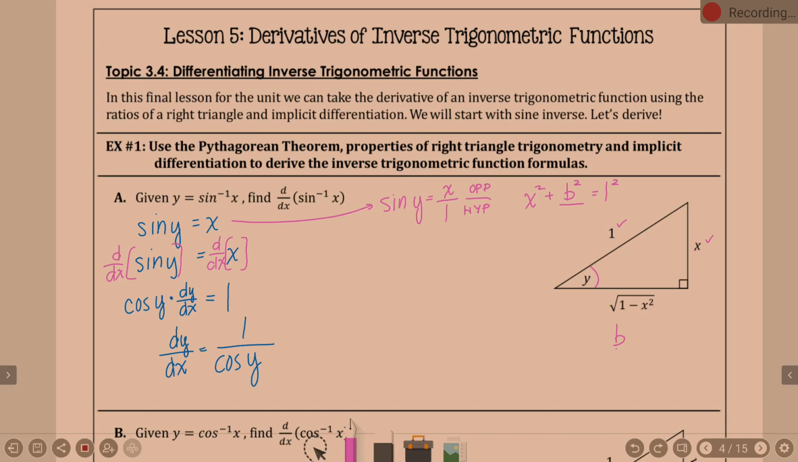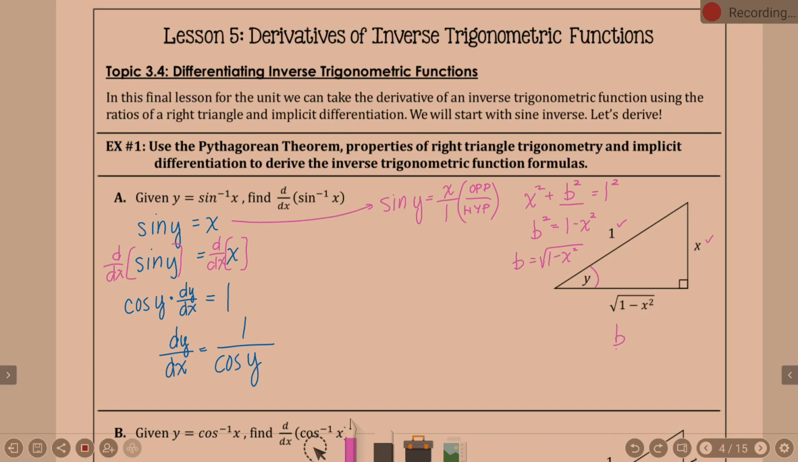Solve this. So b squared is going to be 1 minus x squared. And what is b? The square root of 1 minus x squared. So they already did the Pythagorean theorem for you. But based on the original statement that sine of y is equal to x over 1, then you can find that third side. Okay?